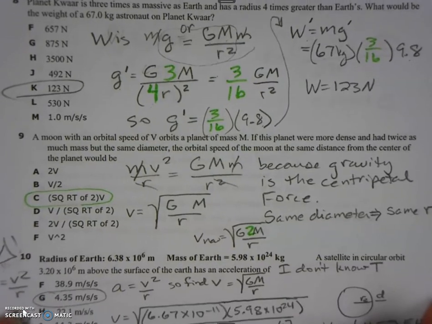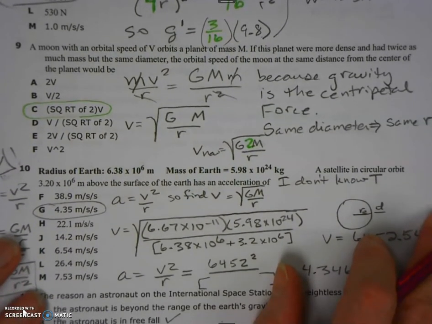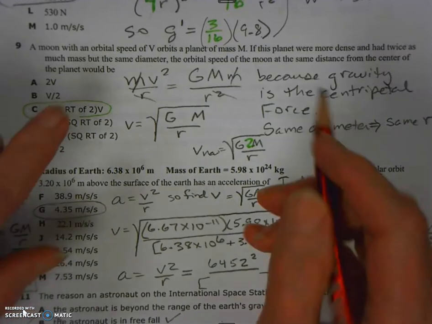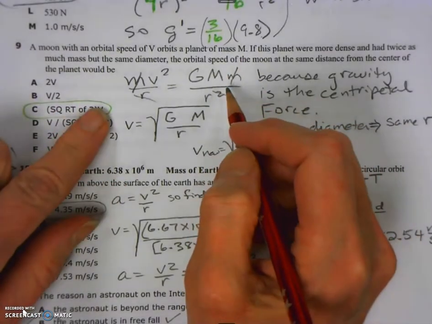Okay, here we have a moon, and we're asked about orbital speed. So here we played a different set of equations against each other.